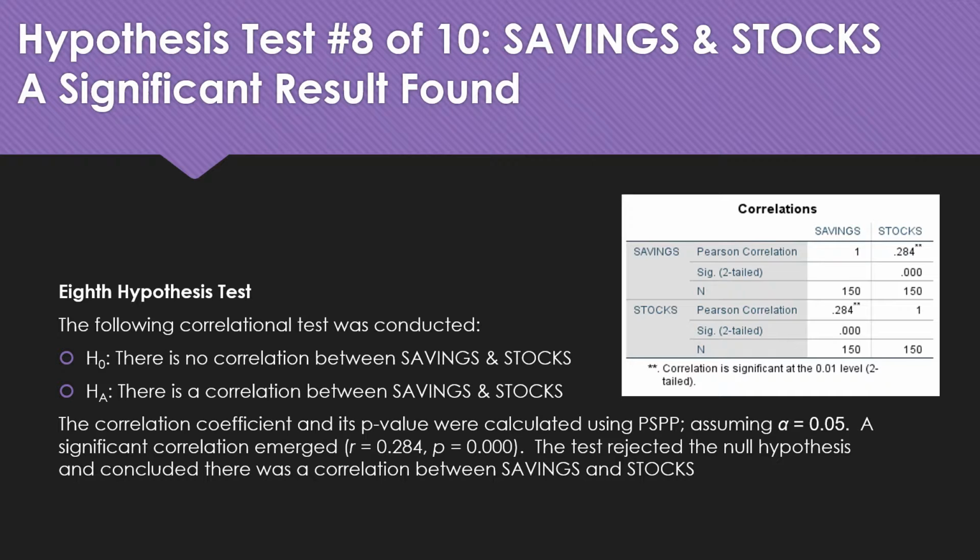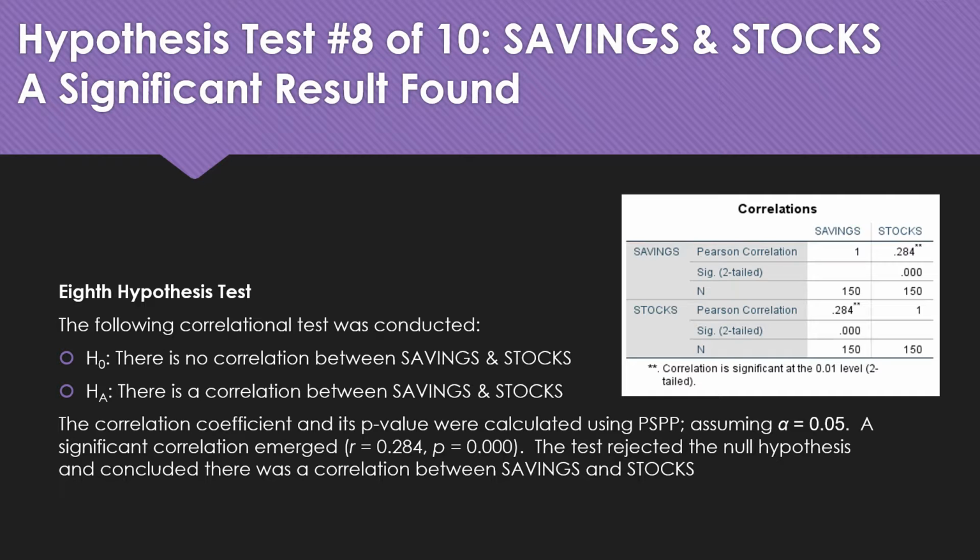Now, chugging right along to hypothesis test number 8 of 10, savings and stocks, a significant result found. For the 8th hypothesis test, the following correlational test was conducted. For our null hypothesis, there is no correlation between savings and stocks. And for our alternative hypothesis, there is a correlation between savings and stocks.